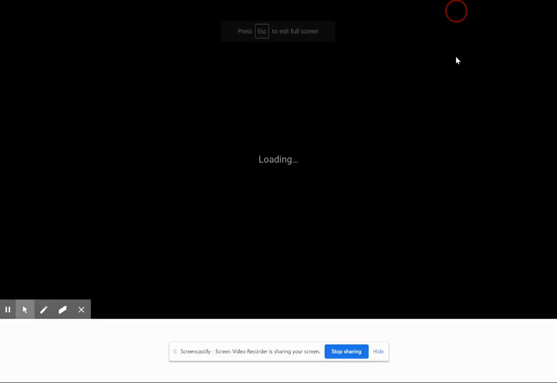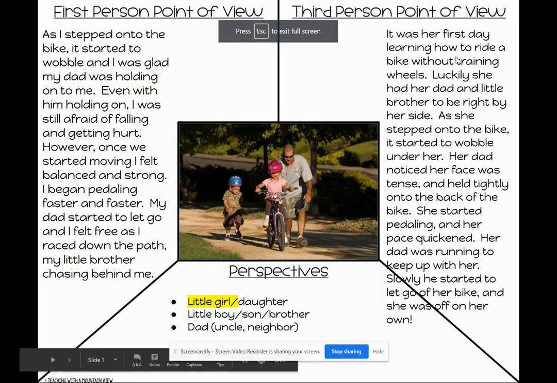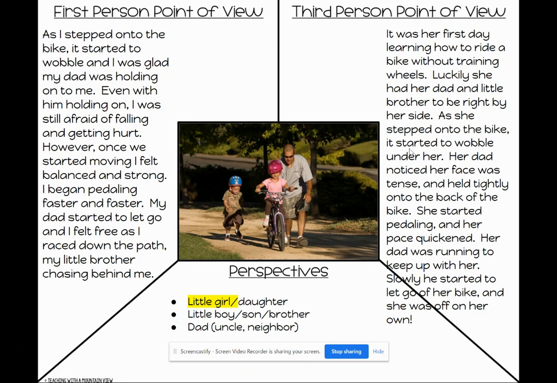So I'm going to go back to presenting. In this picture, I'm going to talk about the little girl's experience in riding a bike. So when I wrote this in first person, I remembered those clue words, and those clue words are I, me, and mine. Okay, so when I'm writing from first person point of view, those are the type of words that I had to include in my narrative.